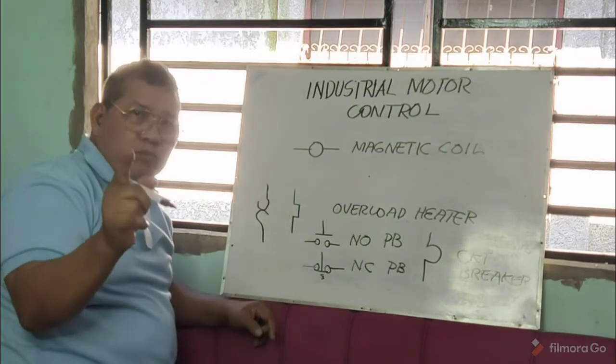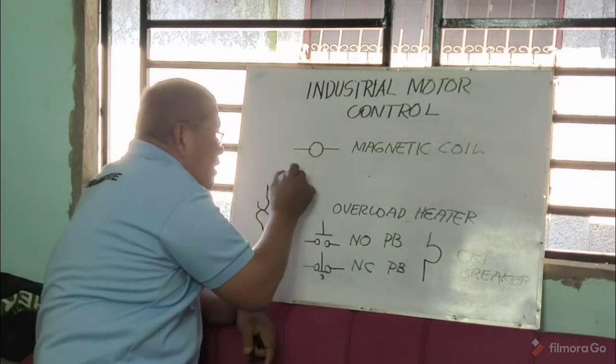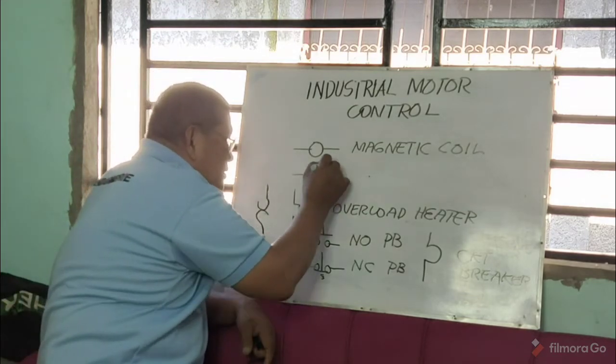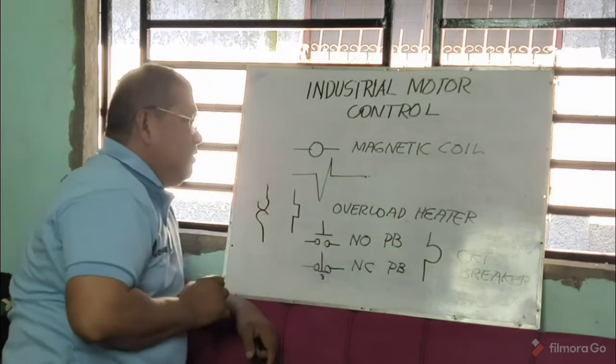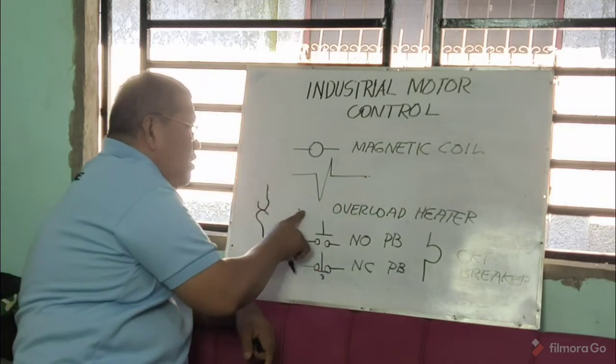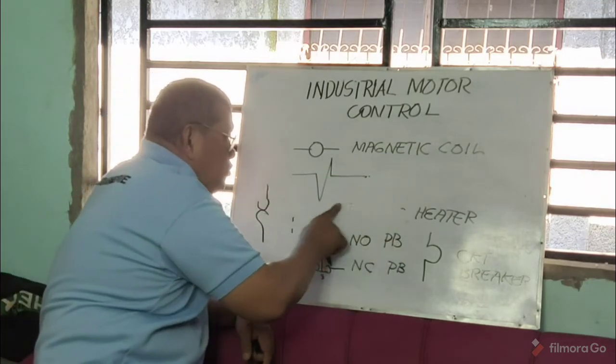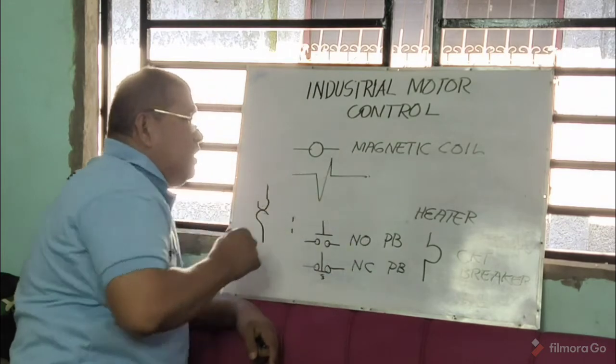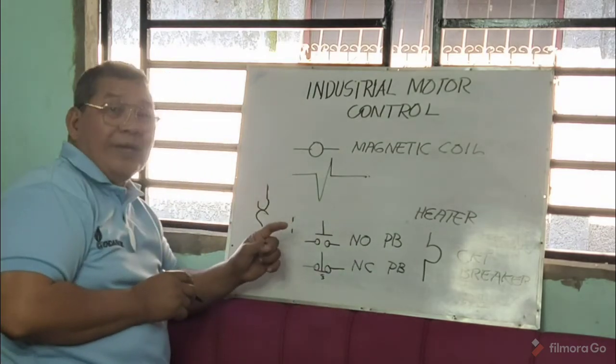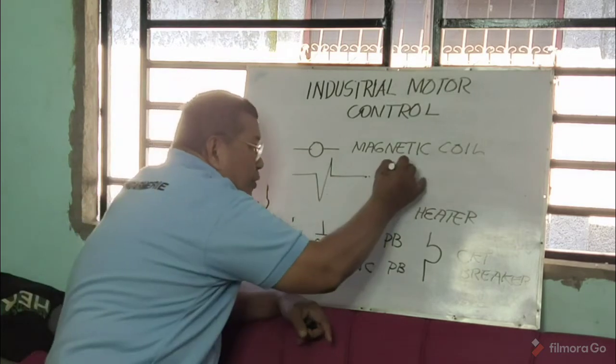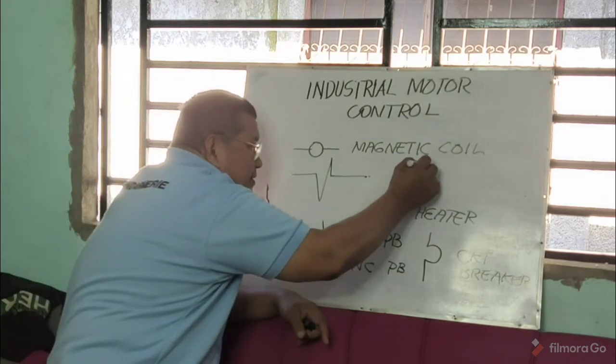There are also books that, instead of using this one, use this one. This is also a symbol of a magnetic coil, meaning a solenoid. Okay, it is a solenoid, a coil of wire.